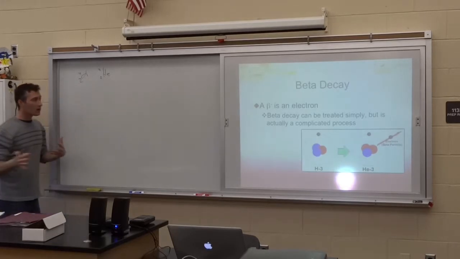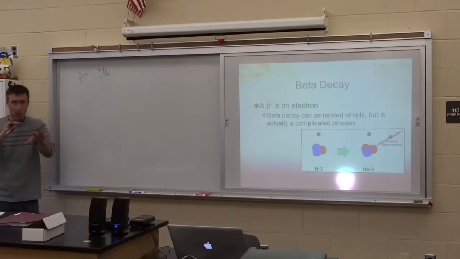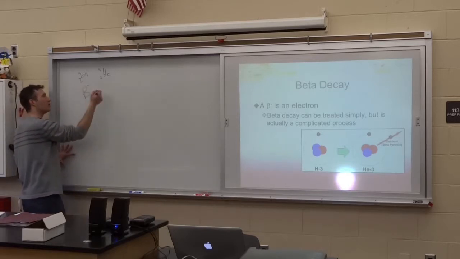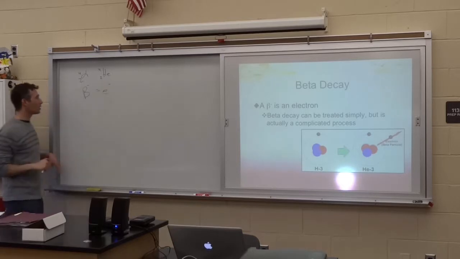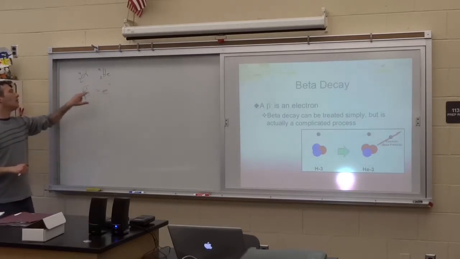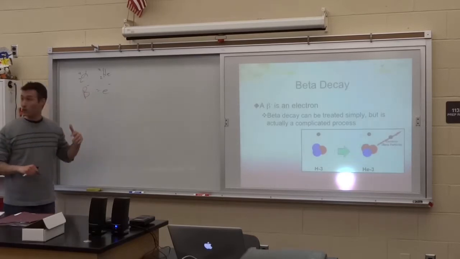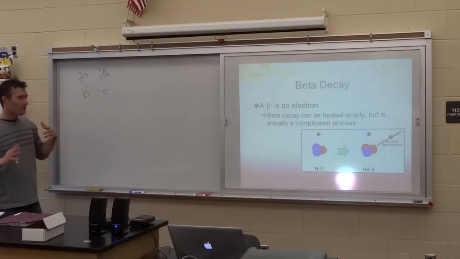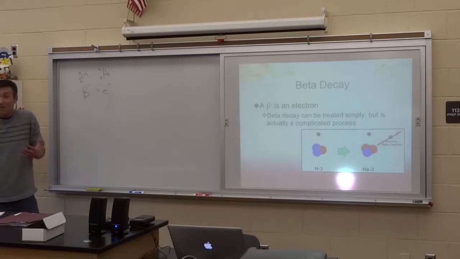A beta particle is the same thing as an electron. Two different names for the exact same thing. So a beta particle is identical to an electron, and an alpha particle is identical to a helium nucleus, not a helium atom. From a simplistic viewpoint, beta decay is super simple. We have an unstable nucleus, it shoots an electron out, and it's more stable. And that's all it is.